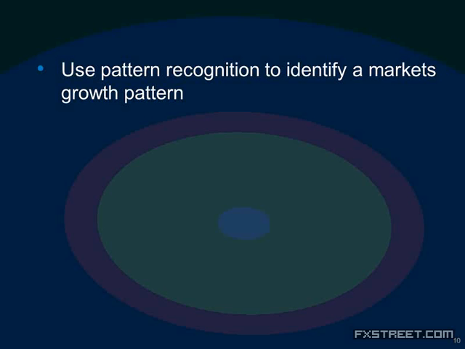Now, it's always been a mouthful for me. I'm always trying to summarize our method in 3 points. And you guys, I know most of you have seen this before, but I think it bears repeating. You want to start thinking in terms of trying to define what you do in as few words as possible. Number one, use pattern recognition to identify a market's growth pattern.